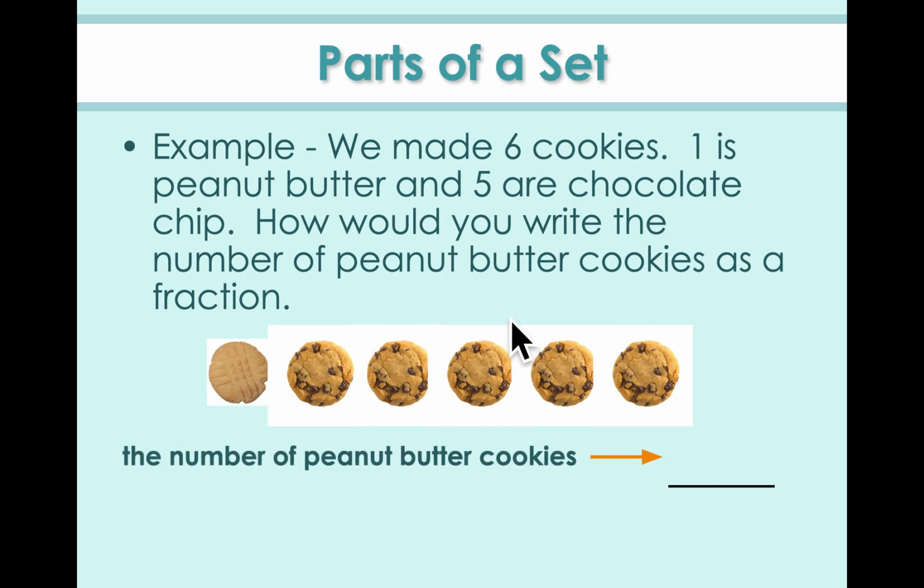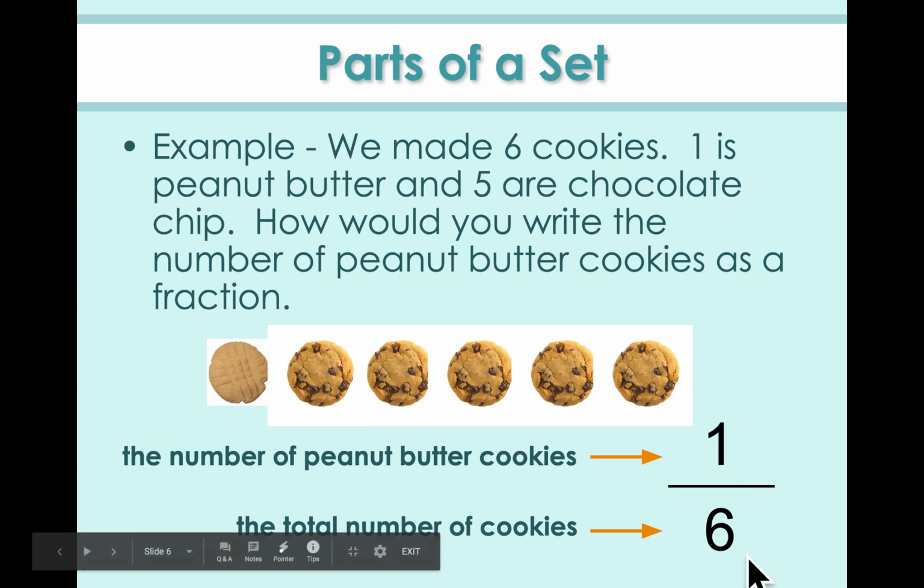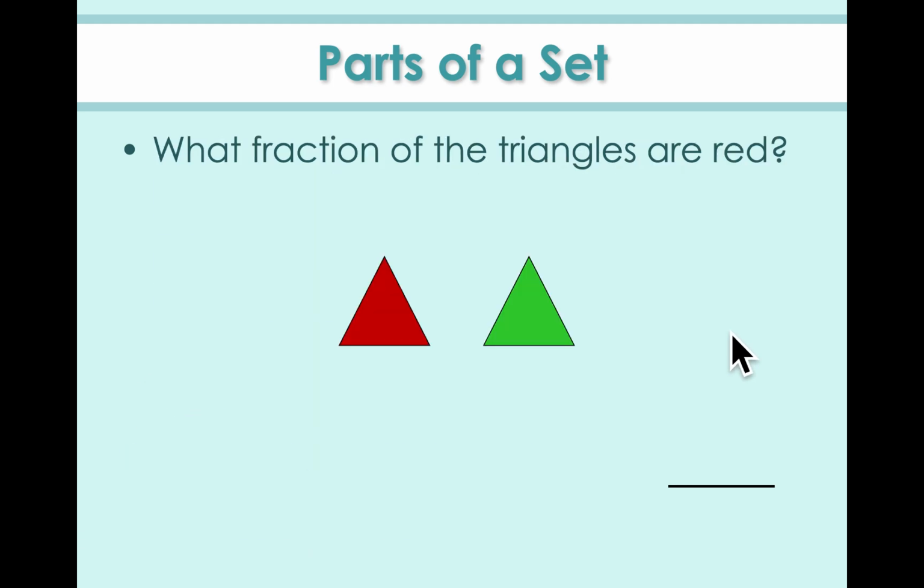So on top, my numerator will be the number of peanut butter cookies, and that's 1. I have 1 peanut butter cookie. And then the bottom number, my denominator, is the total number of cookies. So all together, all my cookies are 6. So 1/6 of the cookies are peanut butter, right? Because only 1 out of the 6 are peanut butter cookies.